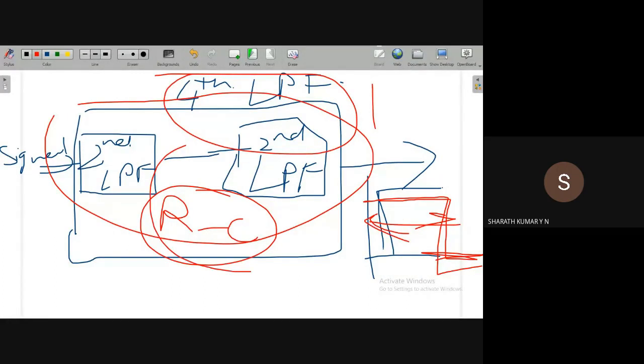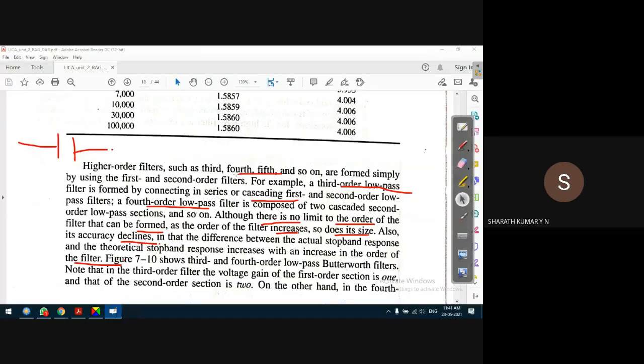The more the number of stages involved in the circuit, of course, this decrease in the gain we will be able to achieve, but there is a variation in the passband region. That will automatically be affected by the large number of stages. With increase in the order of the filter, the difference between the actual stop band response and the theoretical stop band response increases. The range increases, the bandwidth increases.